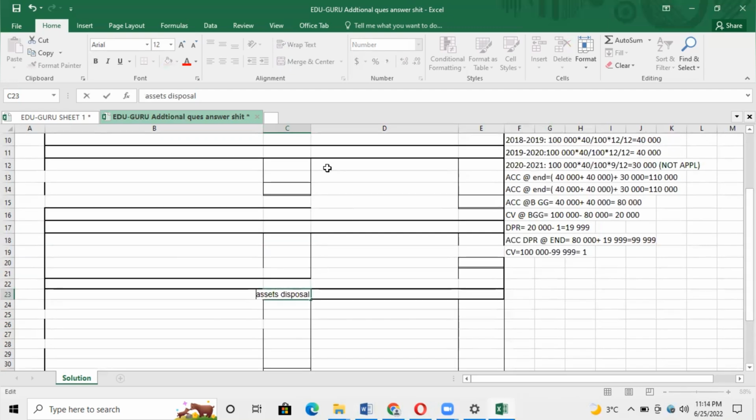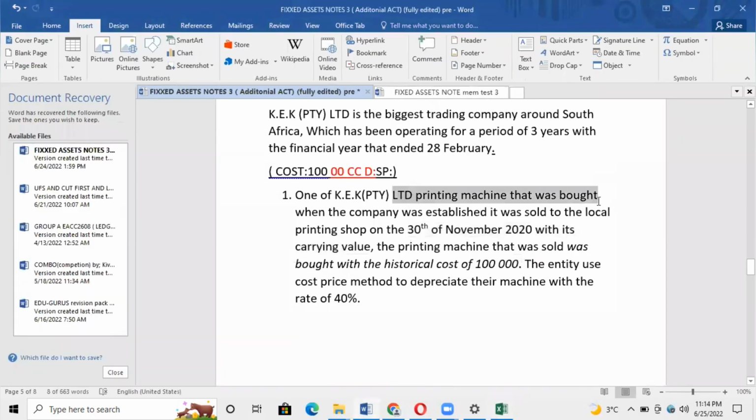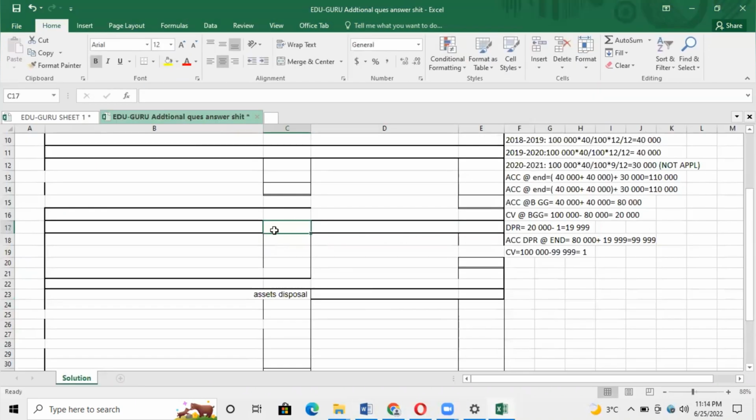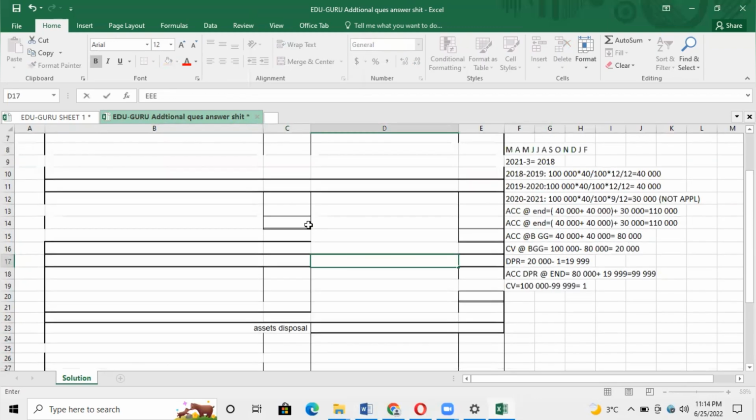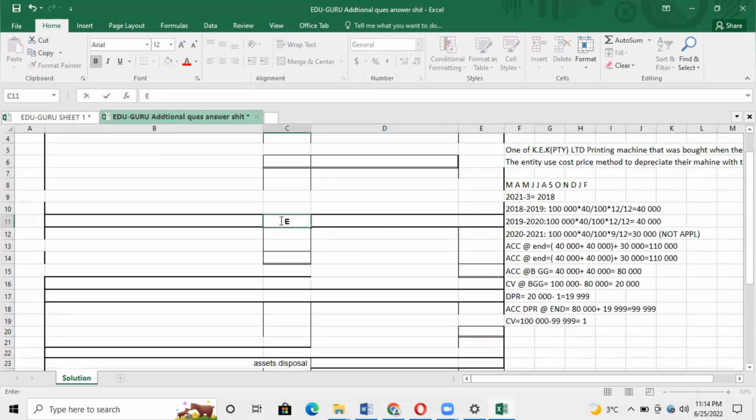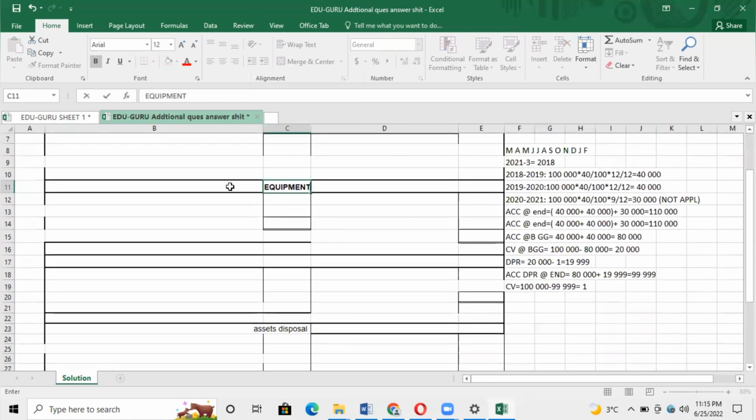And now let me just move to my cost account. What was sold, guys? What was sold according to the information? We sold a printing machine, which in short we can regard as equipment of the business. So it's going to be equipment. You see, guys, my Excel is disappointing me now, so let me just use another account here. Let me just say equipment here. Equipment, which in short is the cost price account, right? Remember what I said to you earlier, that this is the cost price account.